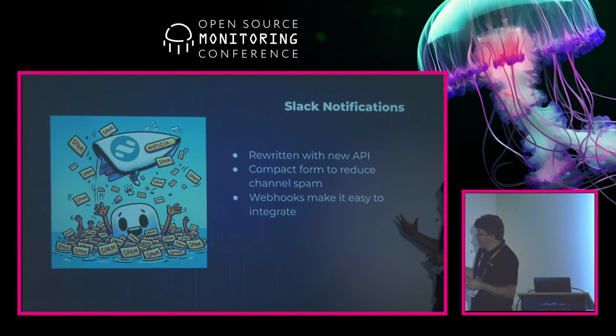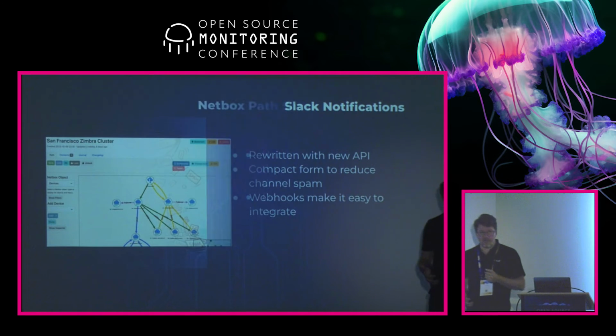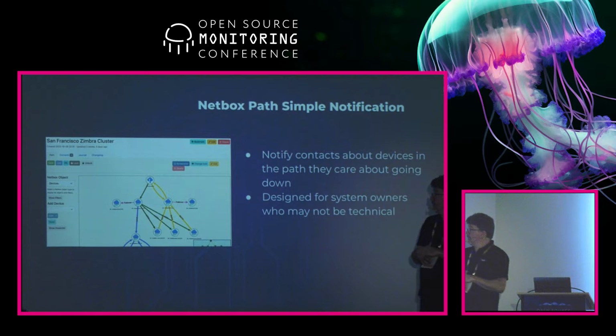We also rewrote the Slack notification script recently. It works with all the latest Slack stuff. It also has a much more compact form than the previous one, so you don't have to scroll for ages anytime something happens. And it's built on the Slack webhooks, so you can add them to channels and get a whole ChatOps thing happening. We often just spin up a channel for an incident, get on with things.